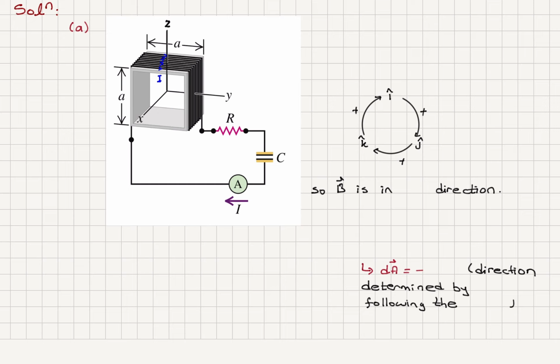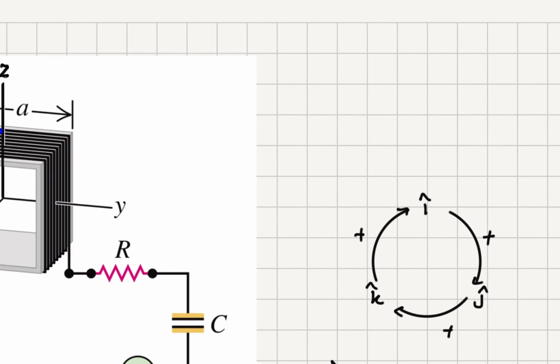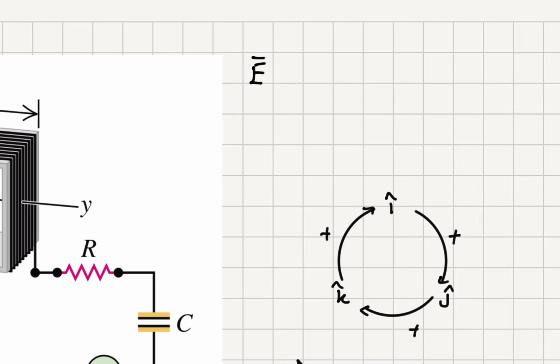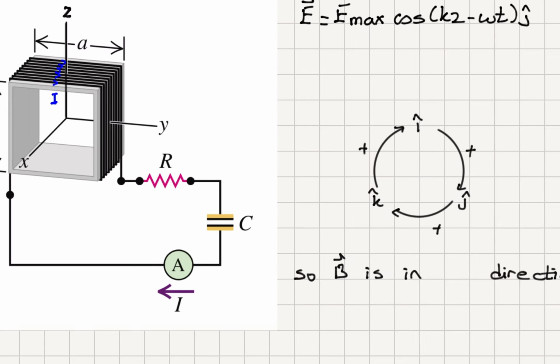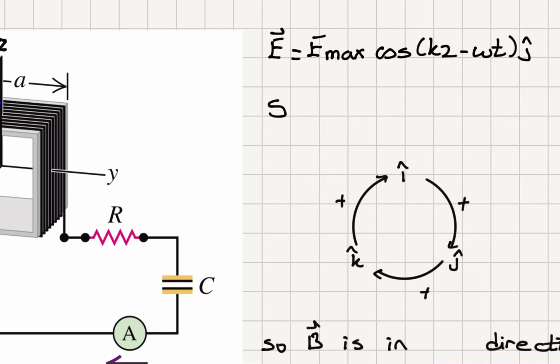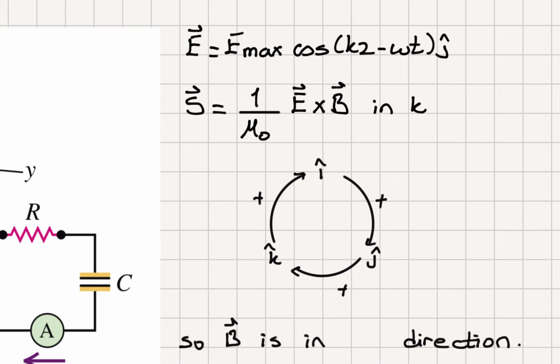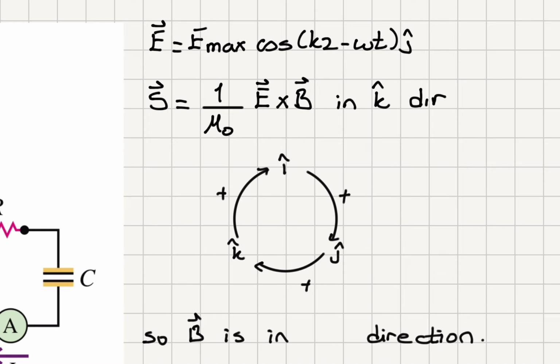Okay, now, first of all, we have the electric field E given by E max cosine(kz minus omega t) in the j hat direction. So this is given. The Poynting vector, which is going to determine the direction of the plane electromagnetic wave, is given by 1 over mu 0, permeability of free space, electric field cross product with magnetic field, and we're given that this is in the k hat direction.